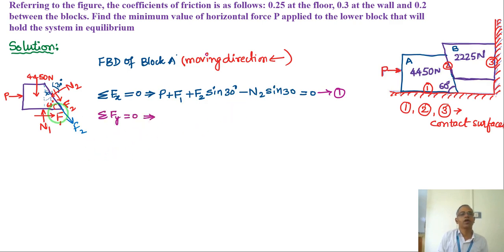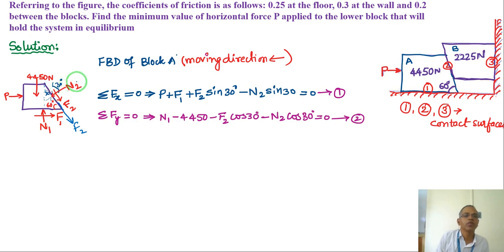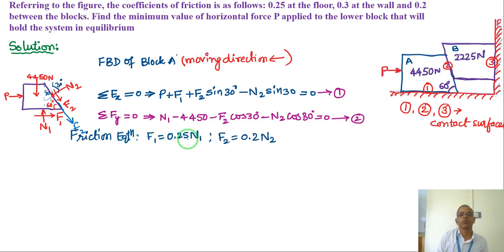Then summation Fy: N1 is there, minus the weight of 4450. Then N2 cos 30 will be downward, and F2 cos 30 downward, right? Similarly the friction equations: F1 equals mu times N1, F2 equals mu times N2. So now once I understand this block, I can take block B, which is on the verge of falling down.